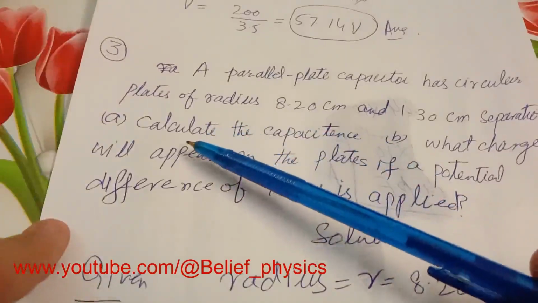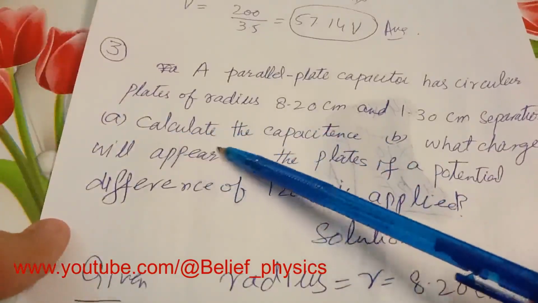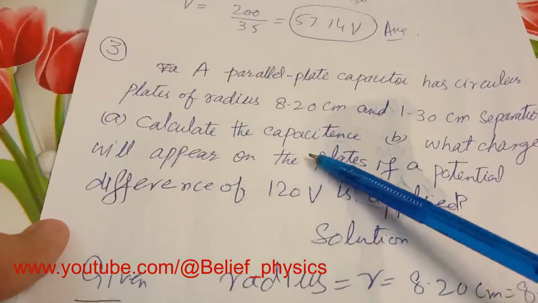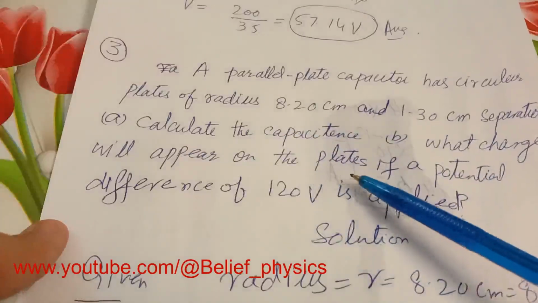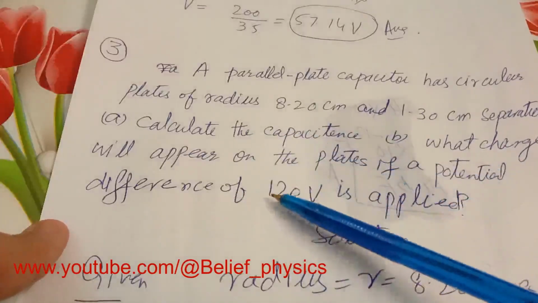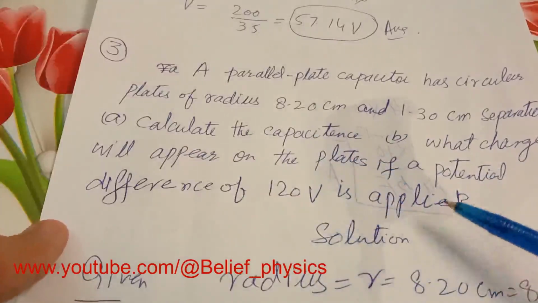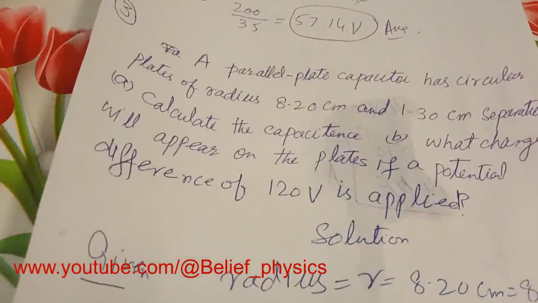So calculate, part A is calculate the capacitance of the capacitor. B is what charge will appear on the plates if a potential difference of 120 volt is applied. So first we will find the capacitance of the capacitor.